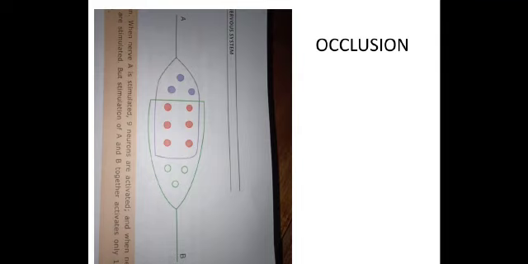So what do you mean by occlusion? You can see in this example, when nerve A is stimulated, 9 neurons are activated. Stimulation of B stimulates 9 neurons, whereas stimulation of A and B together causes stimulation of only 12 neurons.